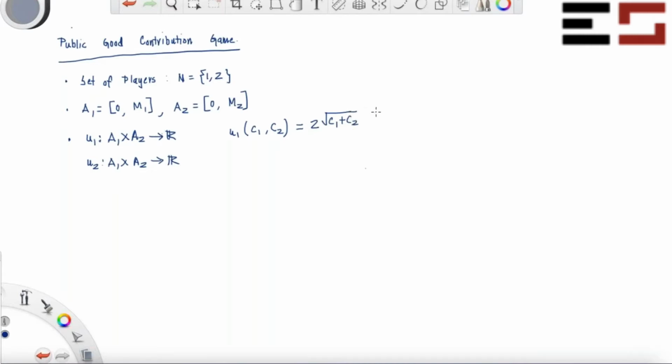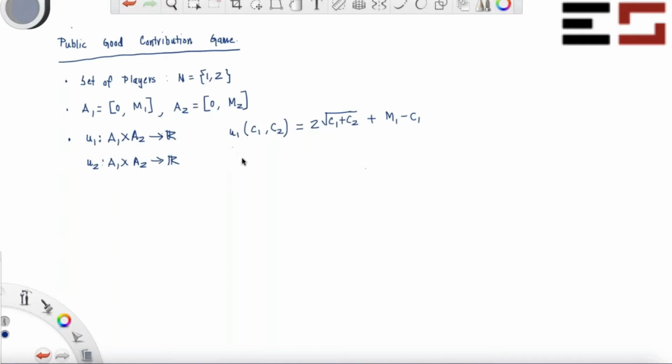so let's assume some quasi-linear utility, plus m1 minus c1. So it is linear in the amount of money that the individual is consuming, and it is non-linear in the amount of public good consumed. This is the total amount of public good consumed, and this is the utility form. We can assume this just to solve the problem.